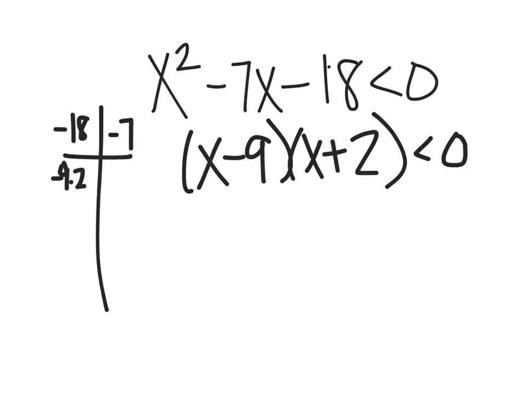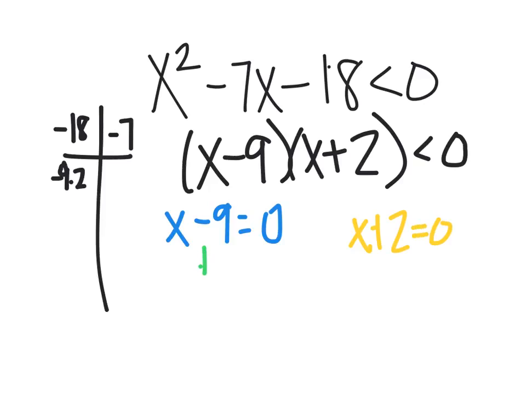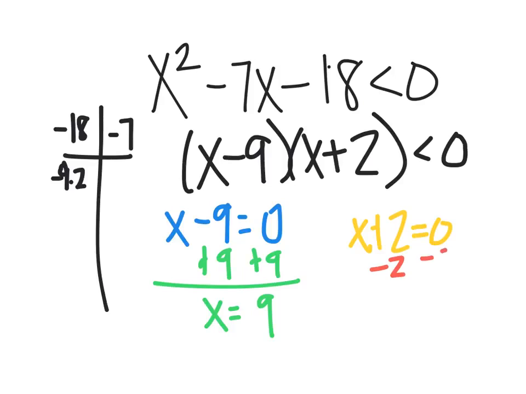So in order to find my x-intercepts, I need to set each of my parentheses equal to 0. So how do I solve the first one? You add 9. And I do know that. Thank you for being affirming. So I get x equals positive 9. And then to solve the other one, what do I do? Minus 2 from both sides. So my second x-intercept would be x equals negative 2.